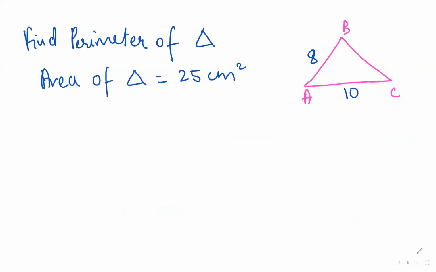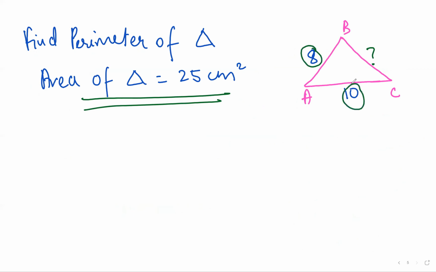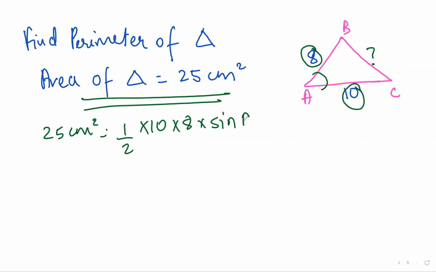So I want perimeter means adding all these sides. So I have to find this side. They have given area of triangle as 25 centimeters square. So area of triangle is 25 centimeters square. I've got this and this. So this angle will be related. So 25 centimeters square is equal to half into 10 into 8 into sine A. Correct? Because we have to find this angle related to this side, we will be finding this angle. So then when we will be putting this all data on our calculator, it will be like this.